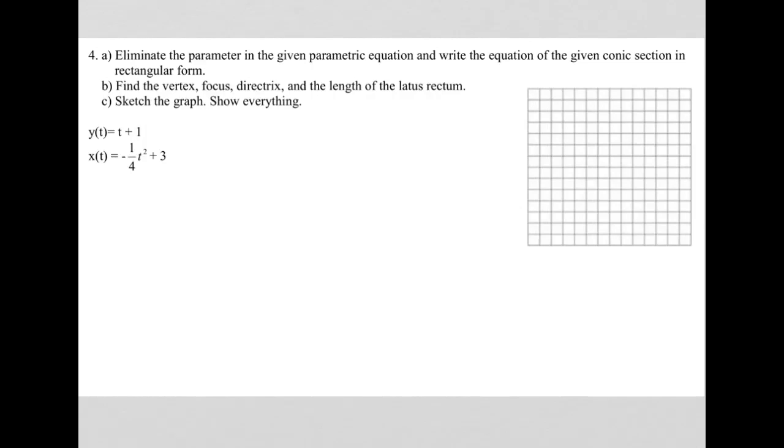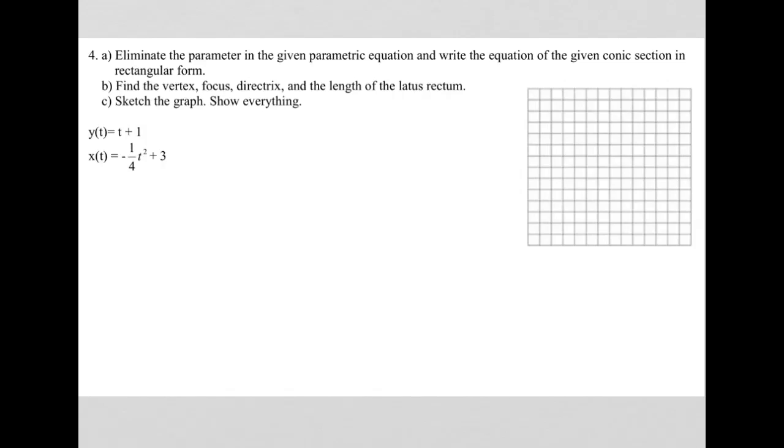Alrighty, let's work on problem number 4 now. Eliminate the parameter in the given parametric equation and write the equation of the given conic section in rectangular form. But let's go farther than just rectangular form. Let's go ahead and factor it and make it look like a parabola, because then we can easily find the vertex, focus, directrix, the length of the latus rectum, and sketch it.